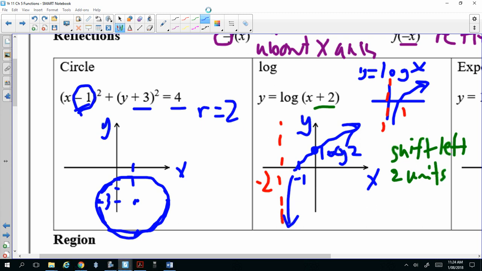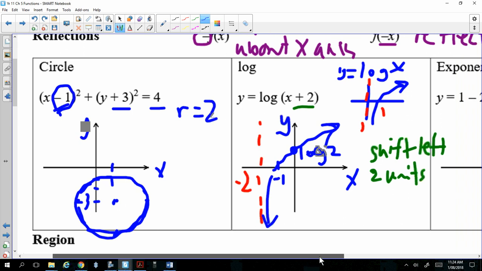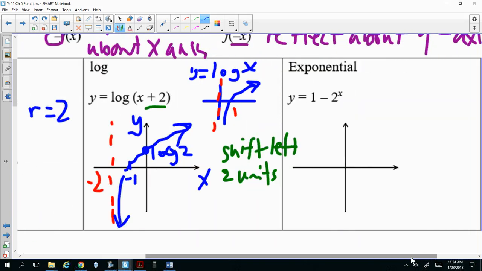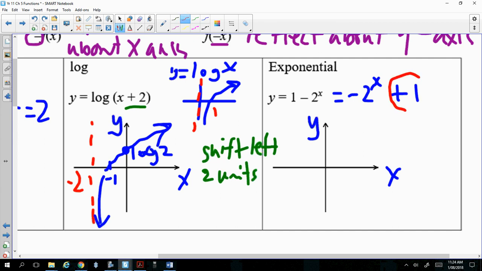Alright, exponential. You have to see what transformation it has. So let's write it differently. Write that as -2 to the power x plus 1. Each of these has a meaning. The +1 is up 1. And what does the negative in front of the function do? You reflect about which axis? The x. Yeah, reflect down.